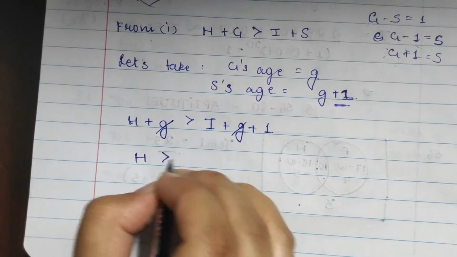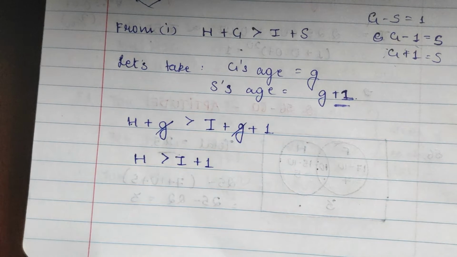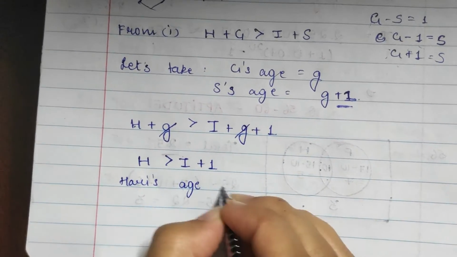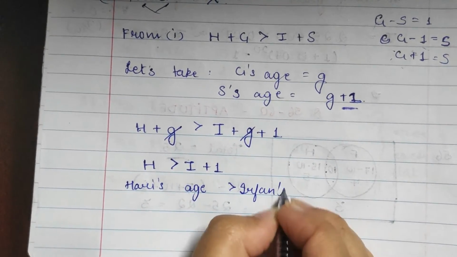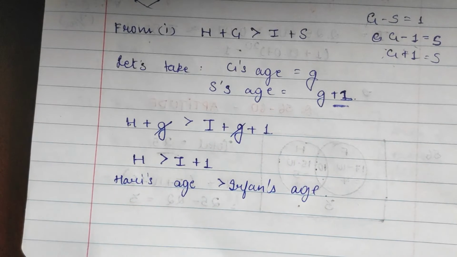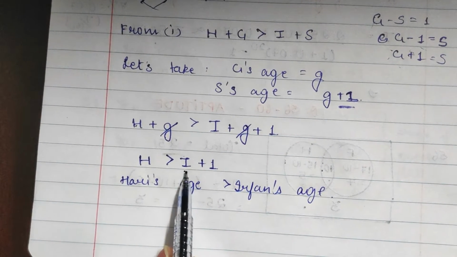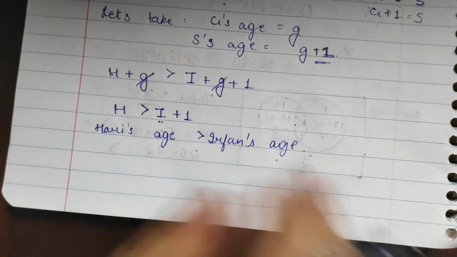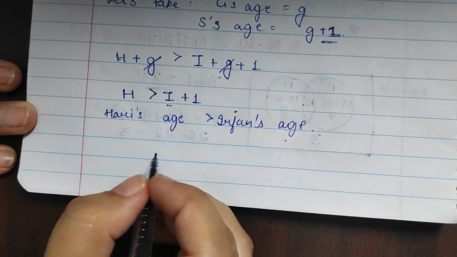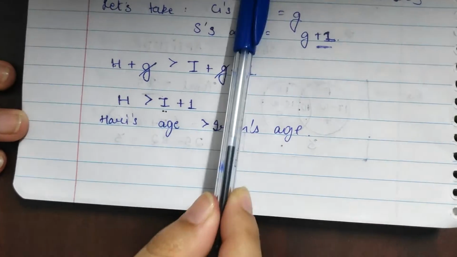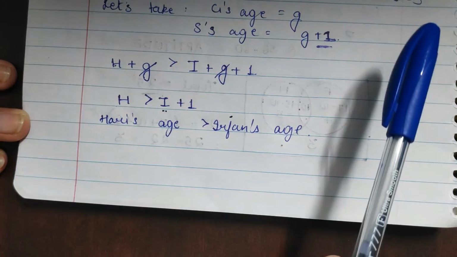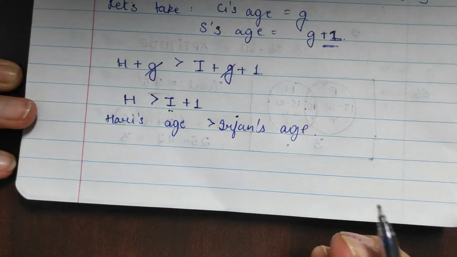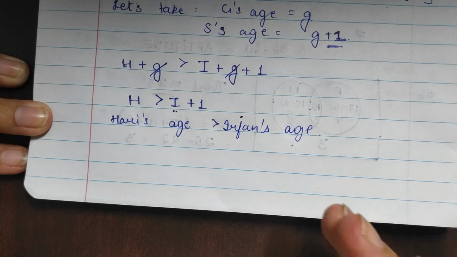Now Hari's age is greater than I plus 1, which means that Hari's age is greater than Irfan's age. And if you assume Irfan's age to be 5, then Hari's age will be 5 plus 1, 6. So anyways, this is a confirmed assumption. Now if you see all the options, we have the factors that Geeta and Saira will be next to each other, Geeta is not the oldest and Saira is not the youngest, and Hari's age is greater than Irfan, Hari is older than Irfan.